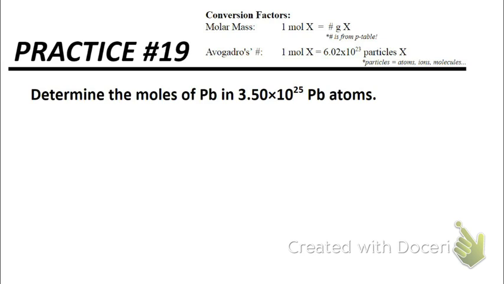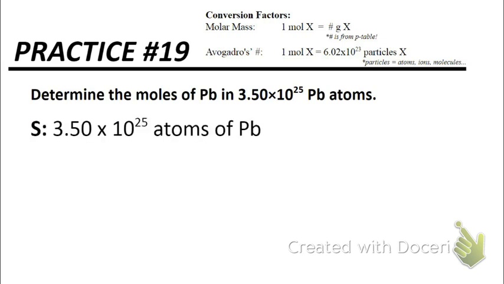Number 19 says to determine the number of moles of lead in 3.50 times 10 to the 25th lead atoms. So we're going to start with what we know. That's 3.5 times 10 to the 25th lead atoms. And it's asking us to locate the number of moles of lead. So we have to figure out what conversion factor we're going to use. So let's go ahead and give that a go.